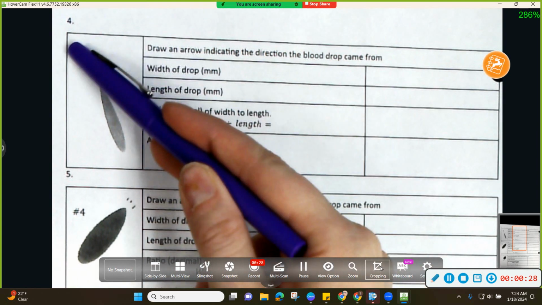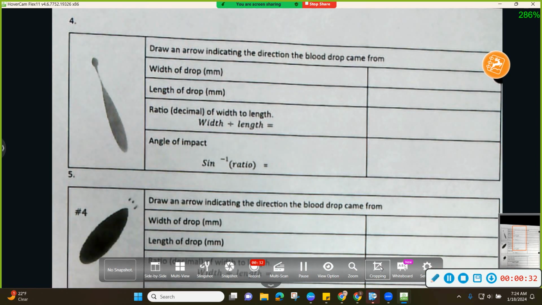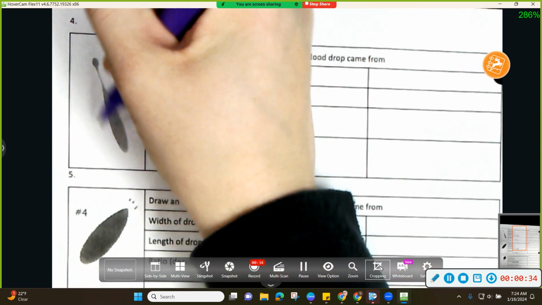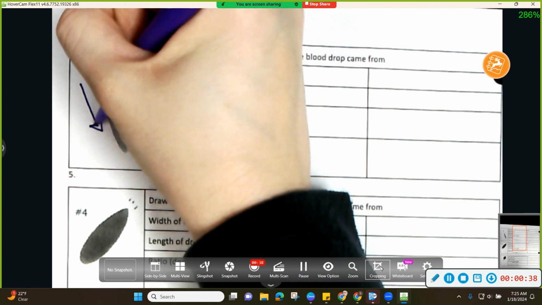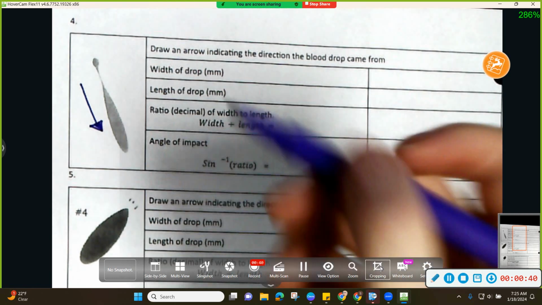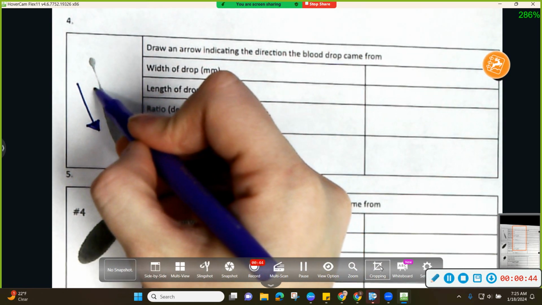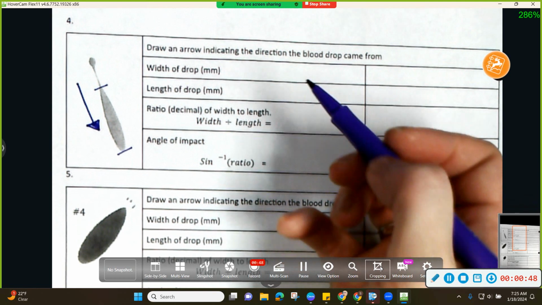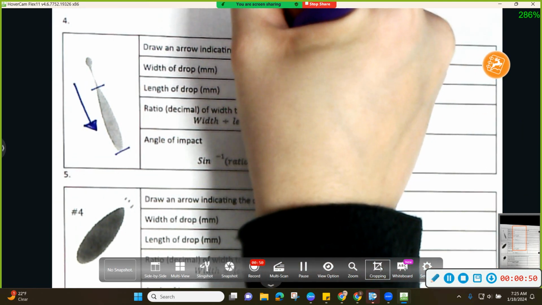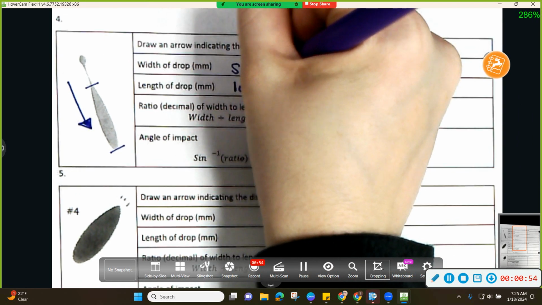You see this tail of the blood drop, or the little splatter pieces, that tells you where the blood hit, and then it went in the following direction. So this blood went in this direction when it hit the surface. When you're measuring, you do not include the tail. You are going to just do the main blood drop. The width is going to be the small side. The length is going to be the long side.